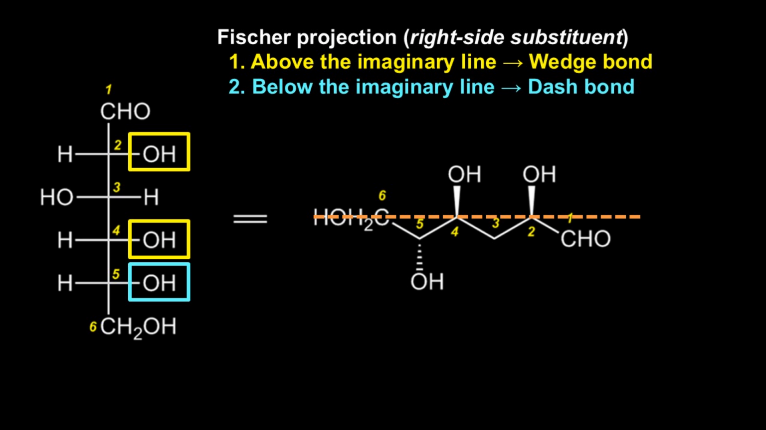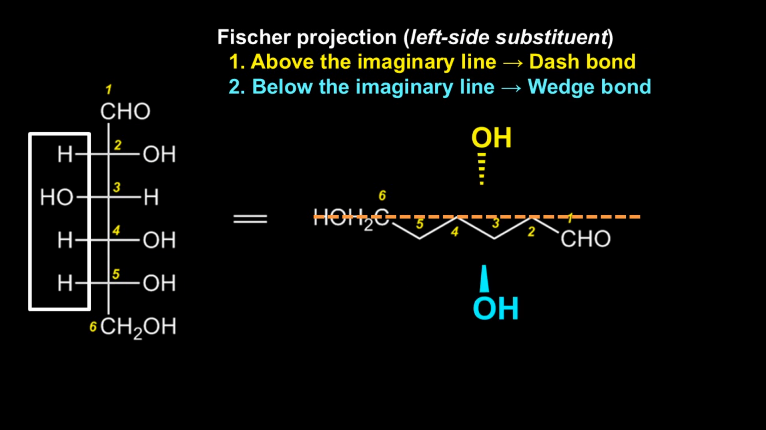Alright, so in this case, we've got substituents on the right side of the Fischer projection, specifically on carbons 2, 4, and 5. The hydroxyl groups on carbons 2 and 4 are above the horizontal line, which means we'll represent them as wedge bonds in the skeletal structure, pointing forward. On the other hand, the hydroxyl group on carbon 5 is below the line, so it'll be drawn as a dash bond, pointing backward. Now that we've covered the right side, let's move on to the left side of the Fischer projection and see how those substituents fit into the skeletal structure.